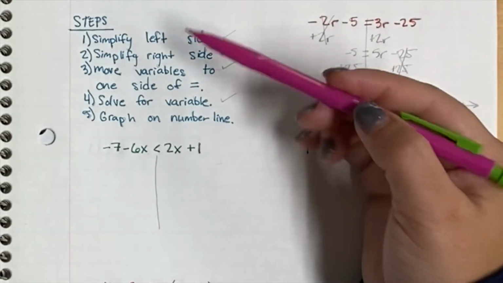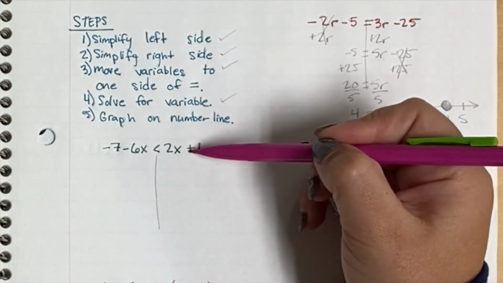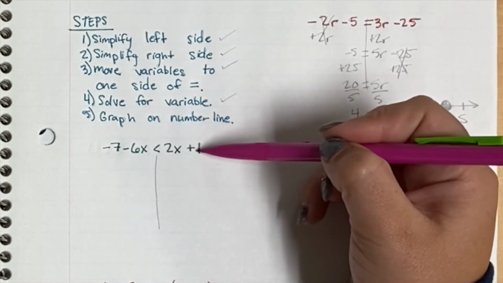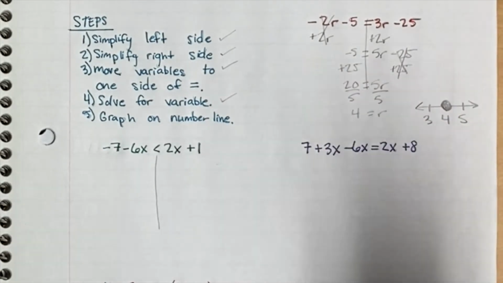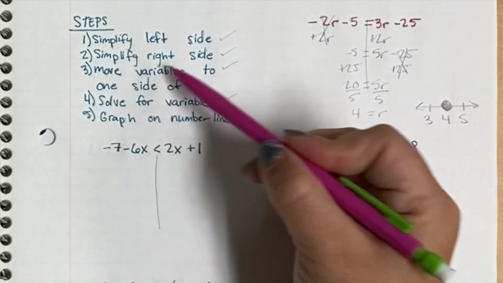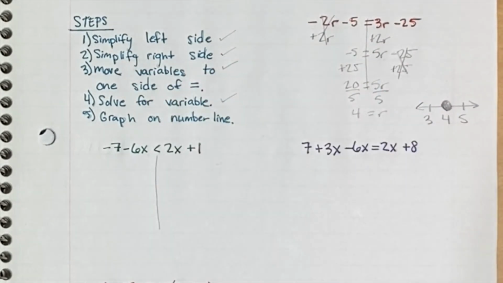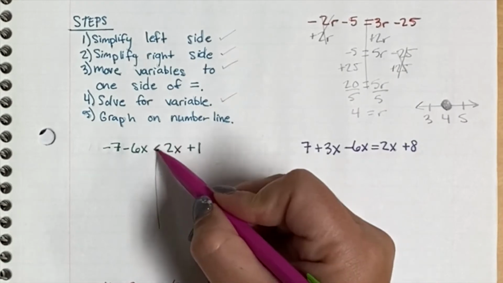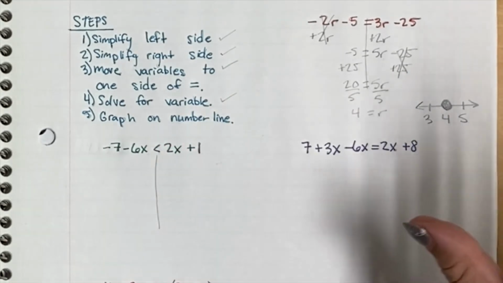Step number 2, simplify the right side, so 2x plus 1. Again, these are not like terms, I can't combine them, I can't simplify that any further, so step number 2 is check. Number 3, move variables to one side of the equal sign. And in this case, we have an inequality symbol, so the rule still stands.